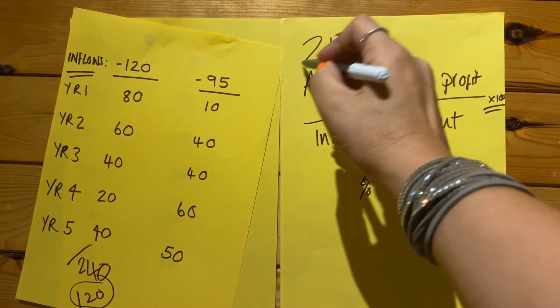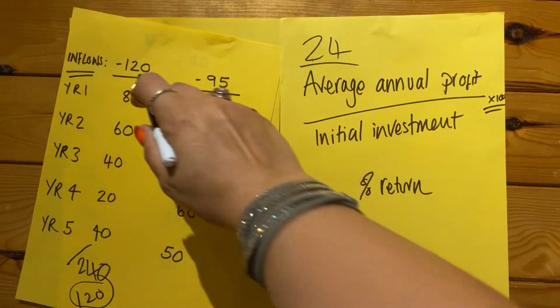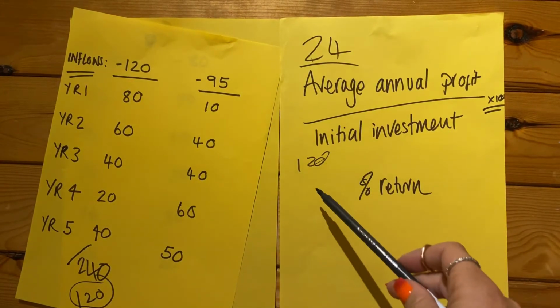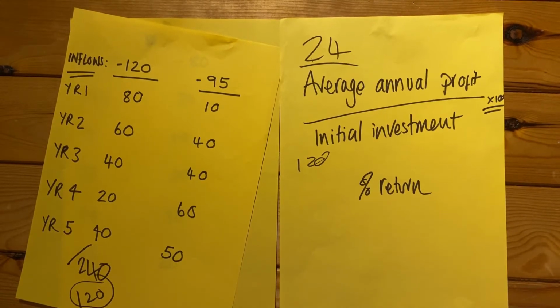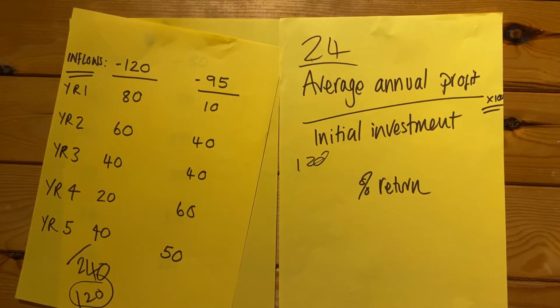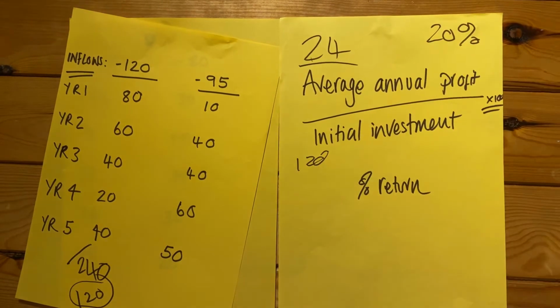Right, 24. So that's our average annual profit. And then we divide that by our initial investment, which we know is 120. And then we times it by 100. Alexa, what's 24 divided by 120 times 100? 24 divided by 120 times 100 is 20. So 20%. Did you all get that? Should we do another one?